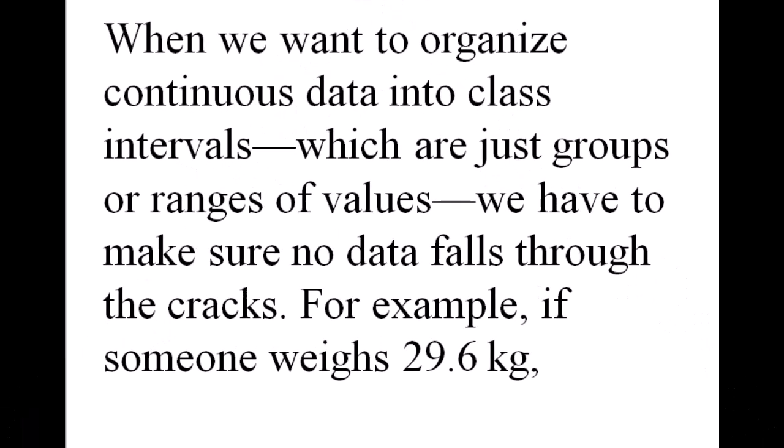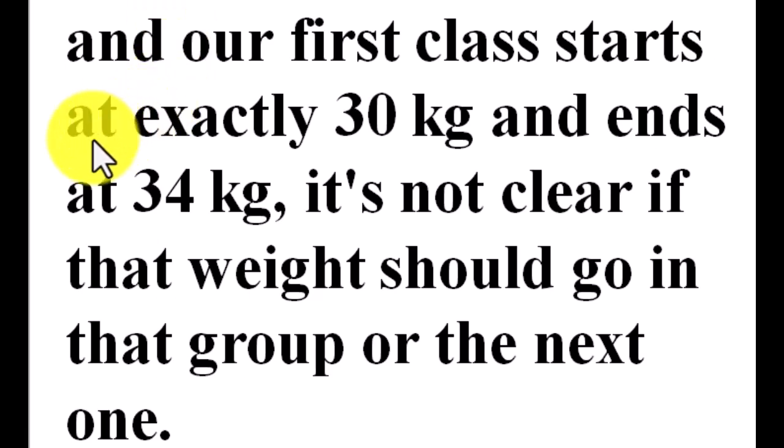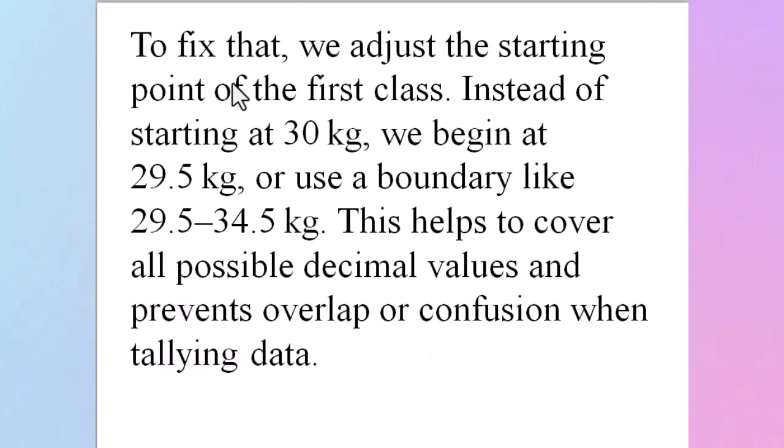When we want to organize continuous data into class intervals, which are just groups or ranges of values, we have to make sure no data falls through the cracks. For example, if someone weighs 29.6 kilograms, and our first class starts at exactly 30 kilograms and ends at 34 kilograms, it's not clear if that weight should go in that group or the next one. To fix that, we adjust the starting point of the first class. Instead of starting at 30 kilograms, we begin at 29.5 kilograms, or use a boundary like 29.5 to 34.5 kilograms. This helps to cover all possible decimal values and prevents overlap or confusion when tallying data.